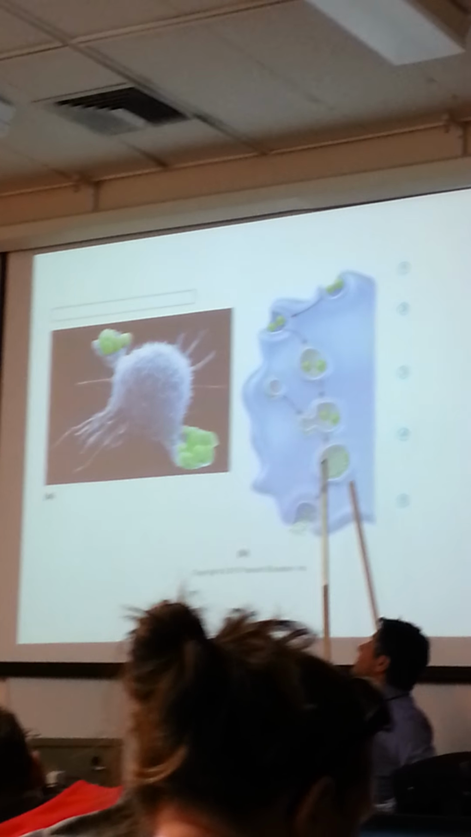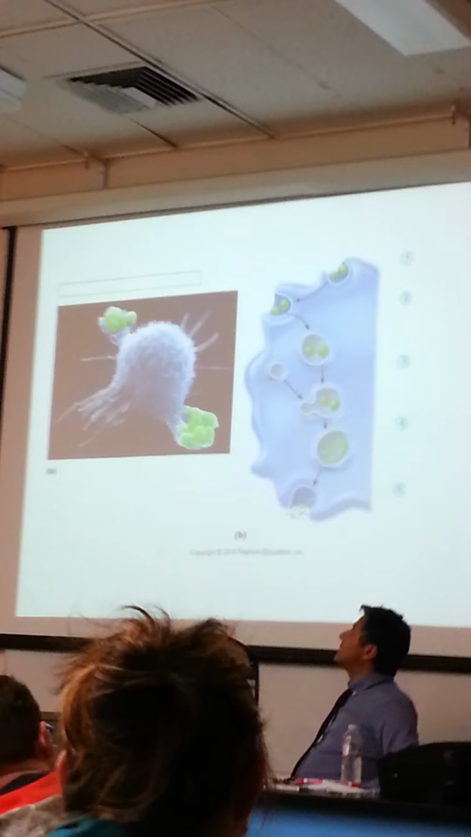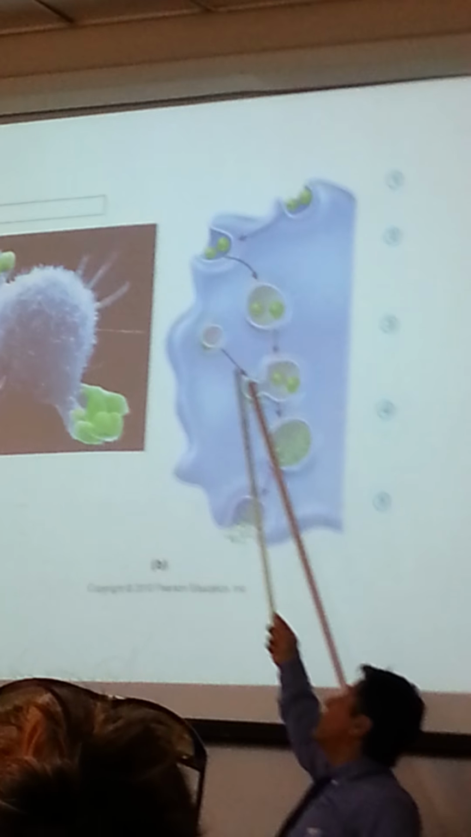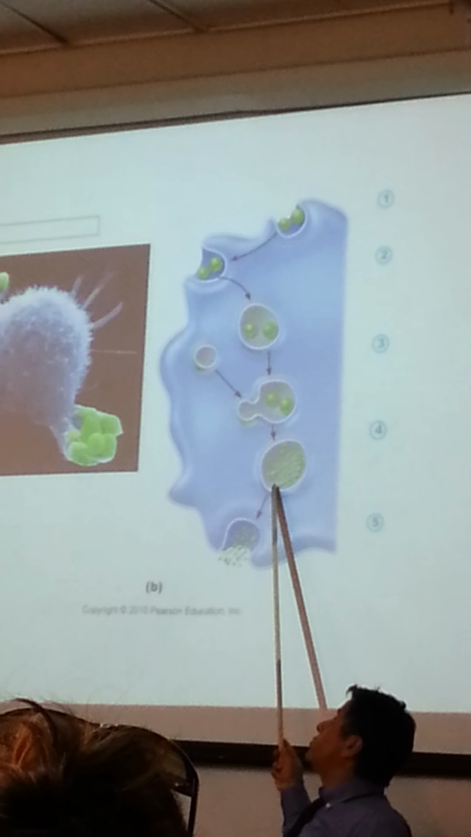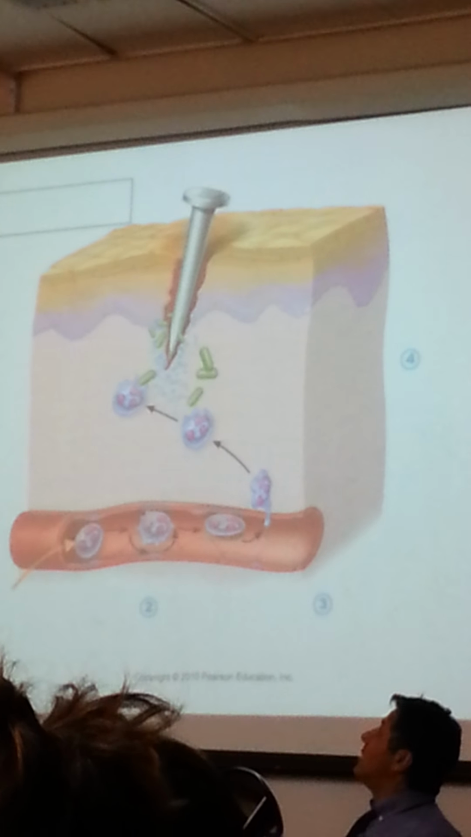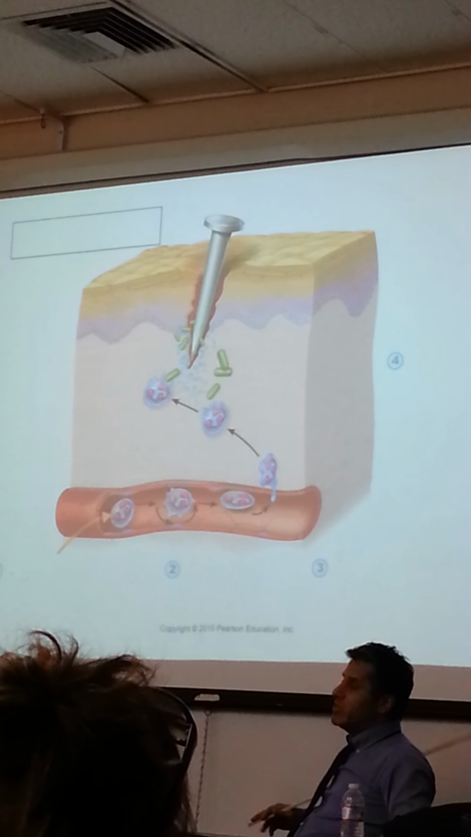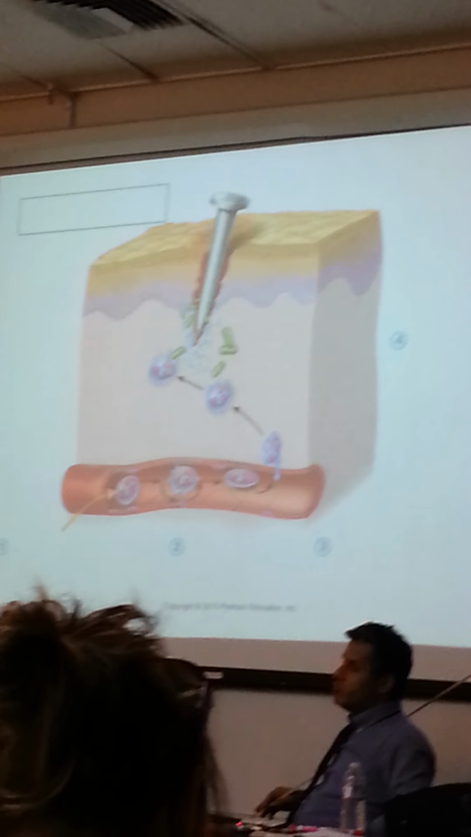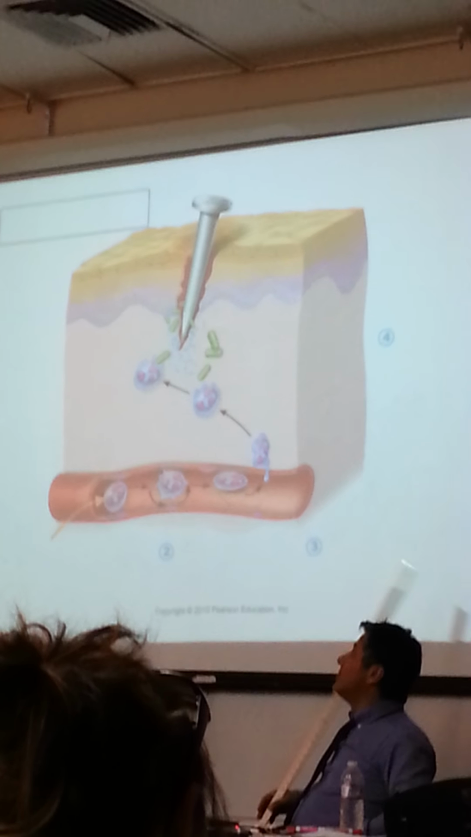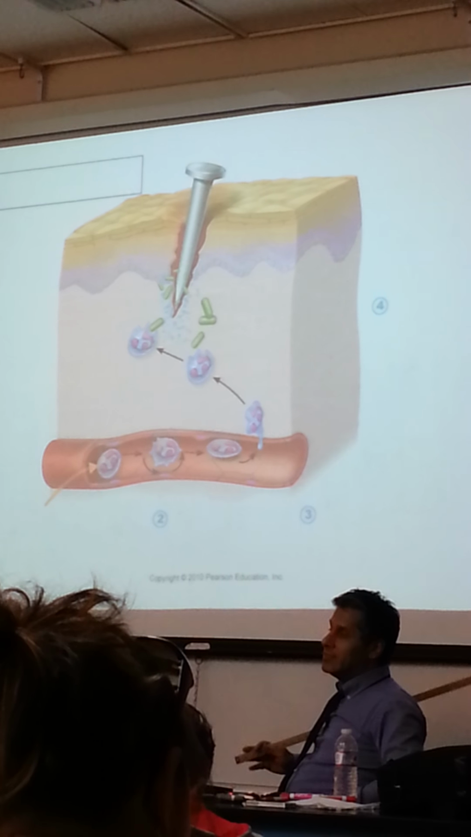And what is this? Phagocytosis, adherence, phagosome formation, phagolysosome fusion, destruction, and exocytosis. The process of inflammation. What are the four cardinal signs of inflammation? Redness, swelling, pain and heat.